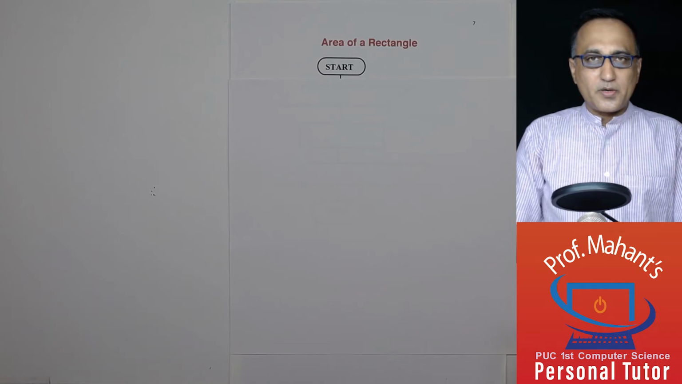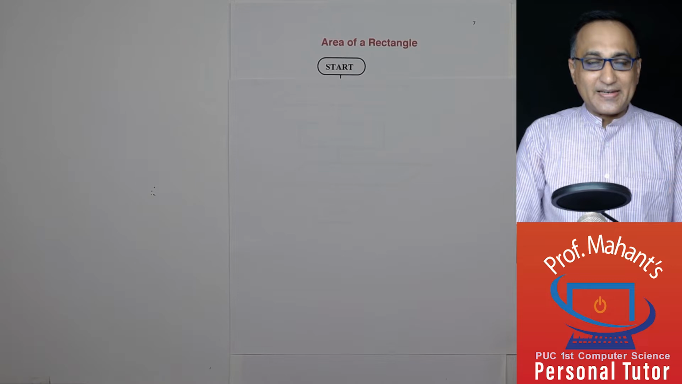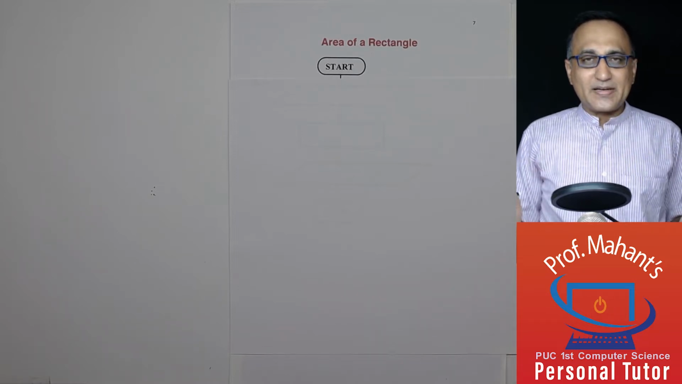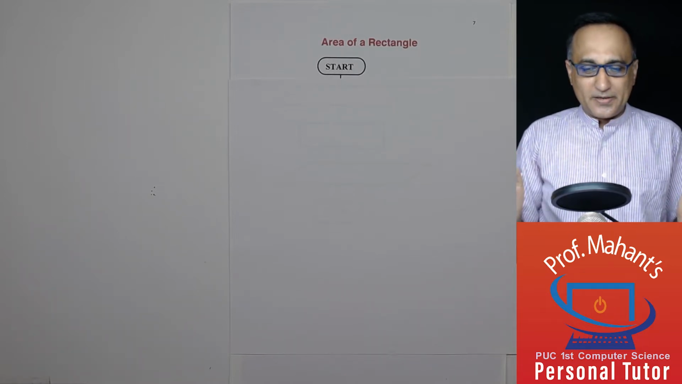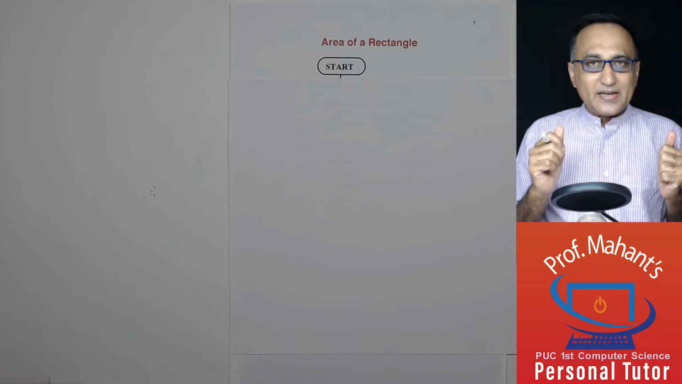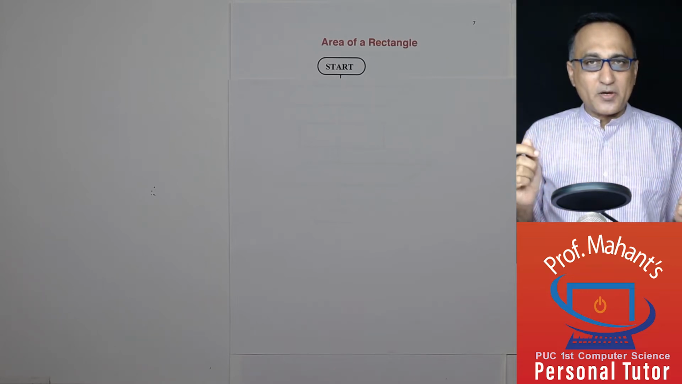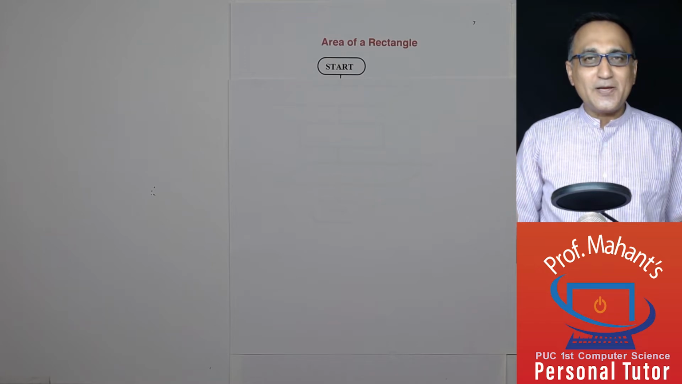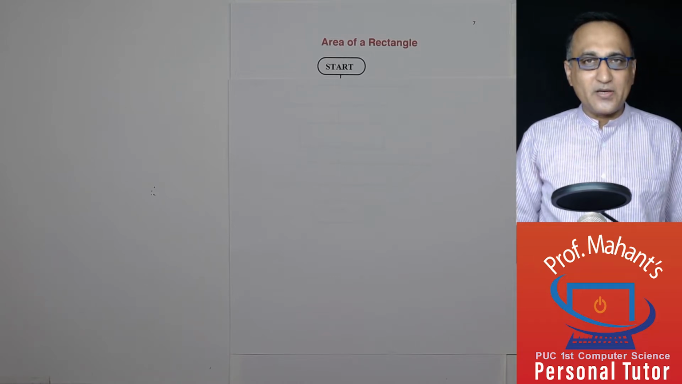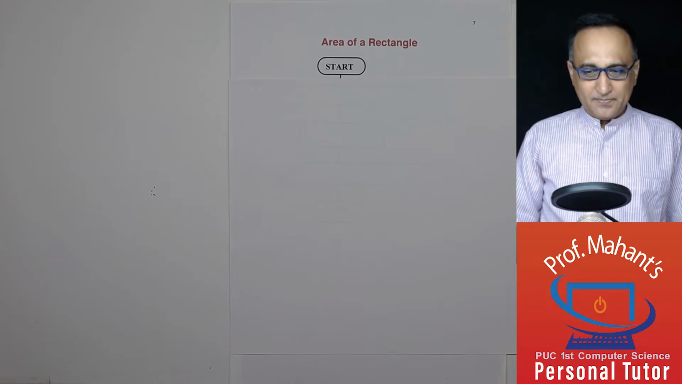Let us now, using a flowchart, try to find out the area of a rectangle. The area of a rectangle is length into breadth. So we need two variables or two memory locations, one memory location to hold the length, one memory location to hold the breadth. And we need a third memory location to hold the result of multiplying length into breadth, which happens to be the area.